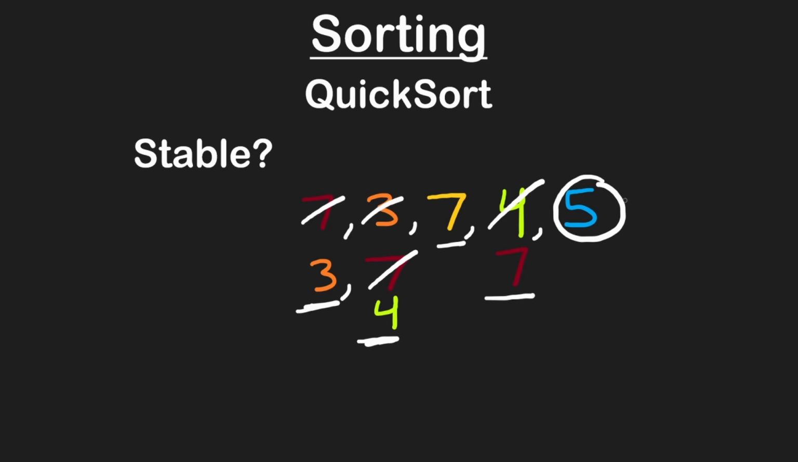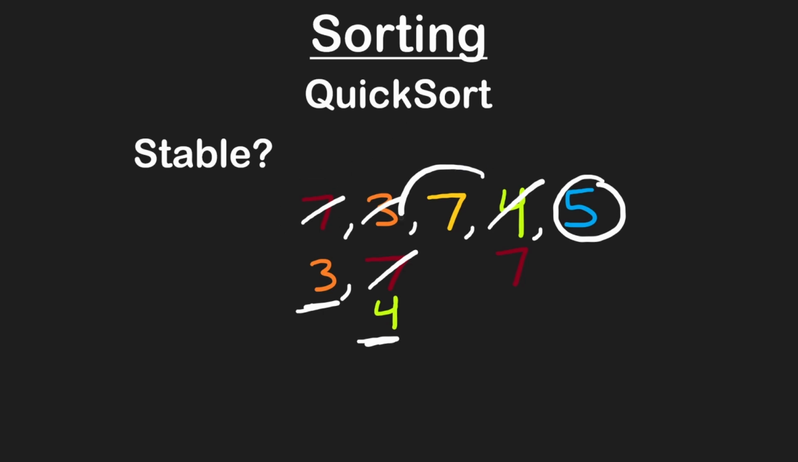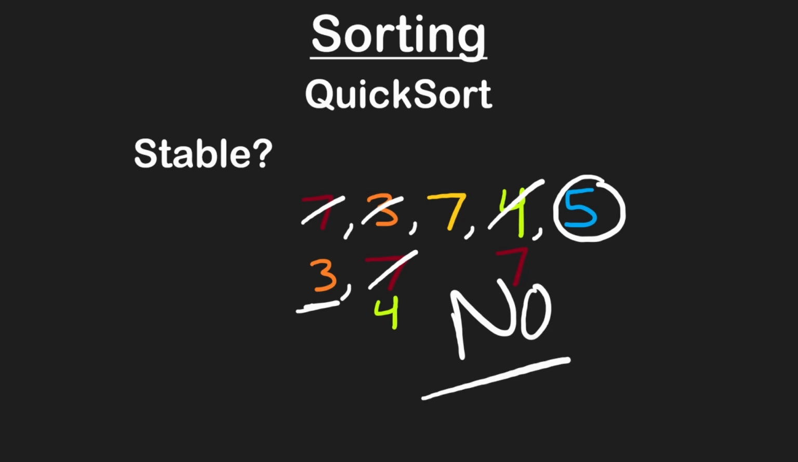I mean, the partition worked perfectly, but you can see that the original relative order of the 7s, the red 7 was here and the yellow 7 was over here. But now the yellow 7 goes before the red 7. So this definitely does not preserve the relative order of values when there's a tie between them. So generally speaking, quicksort is not stable.